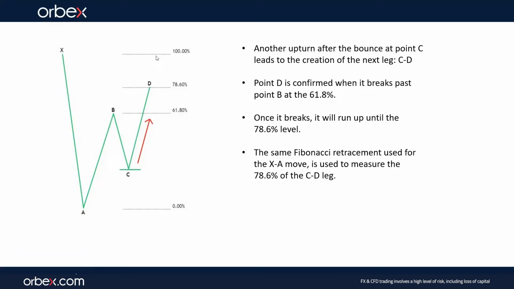So what we're going to do is go again, 100% Fibonacci retracement all the way down to A. And then we're going to see this 78.6 being moved. So that's what we're looking for at the moment.